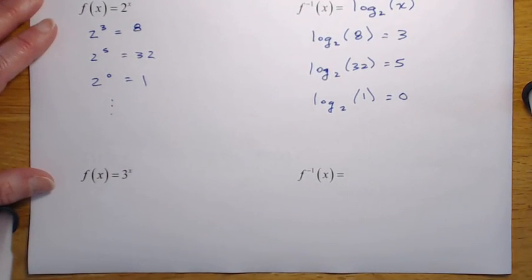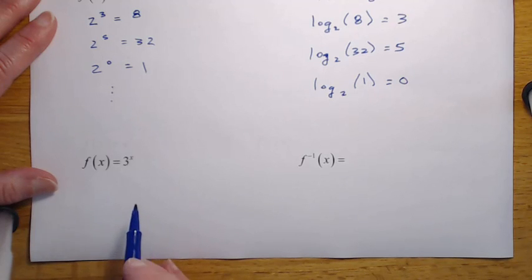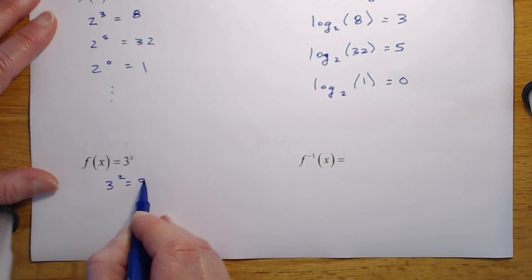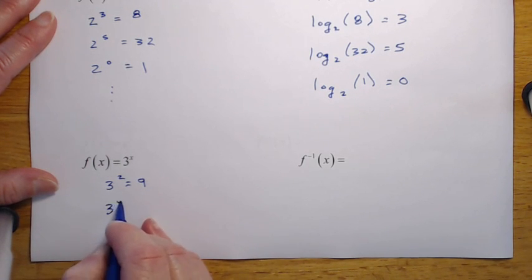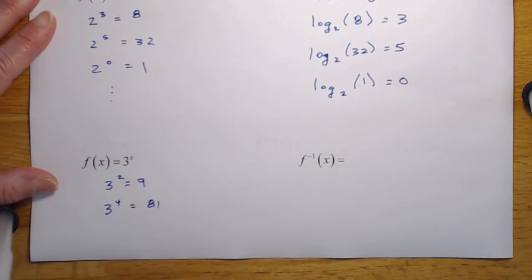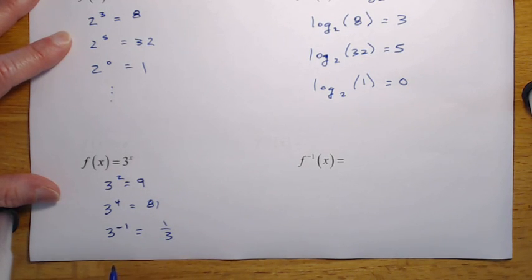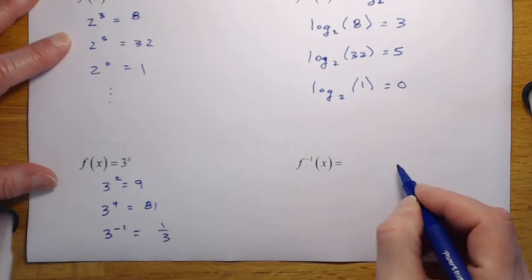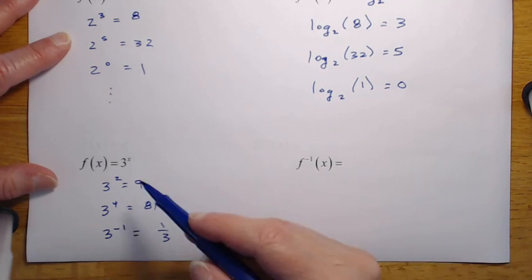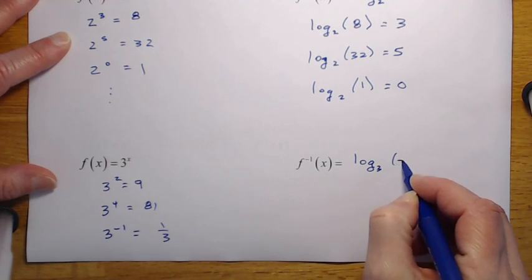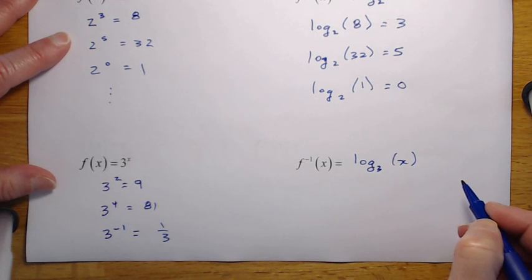So again, I'm just looking at f of x equal to 3 to the x. Not difficult for us to understand. Well, 3 squared is 9. I know that. 3 to the 4th is 81. Let me take a negative. Remember 3 to the negative 1 means 1/3. If I could do any power of 3, then I want to be able to go backwards. Again, I need notation. So what's the reverse of taking base 3 to a power x? It's taking log base 3 of x. That's the notation that we use.